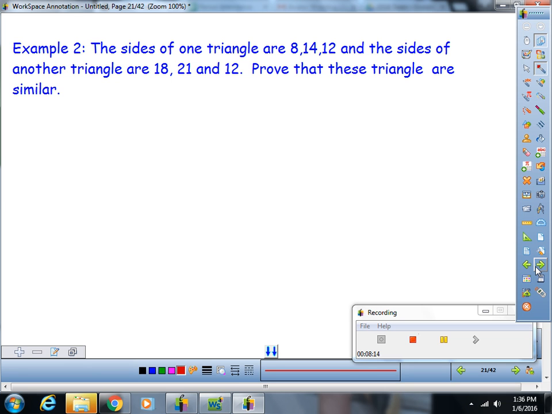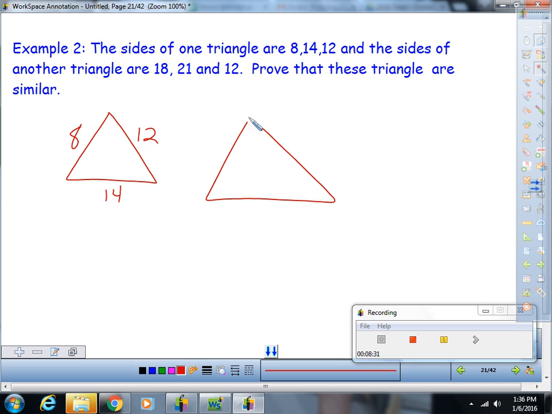All right, our final example. Three sides of one triangle are 8, 14, and 12. And another triangle is 18, 21, and 12. Let's see, so the biggest one's got to be here. The second biggest one's got to be here. And then the smallest one's got to be here. Prove that the triangles are similar.